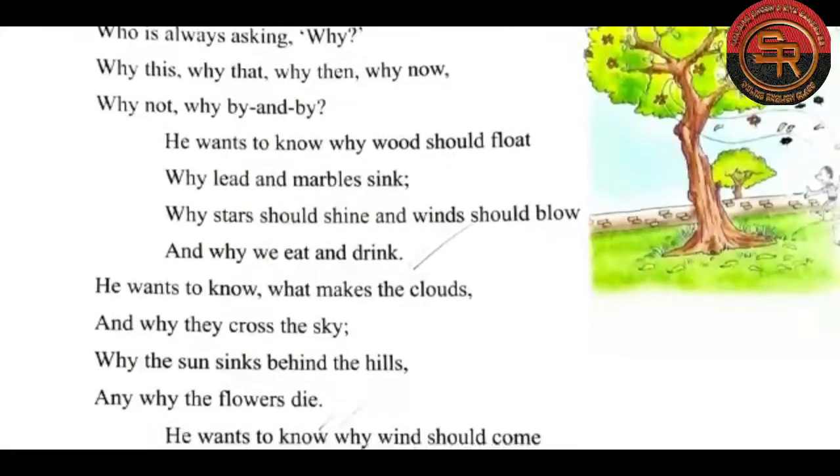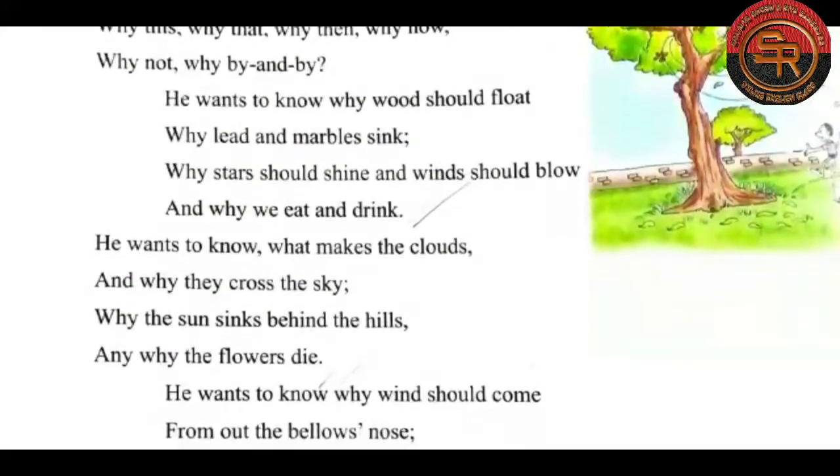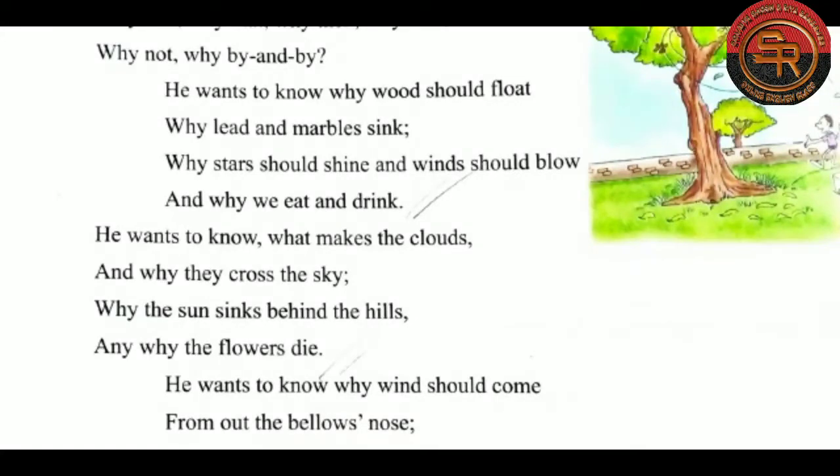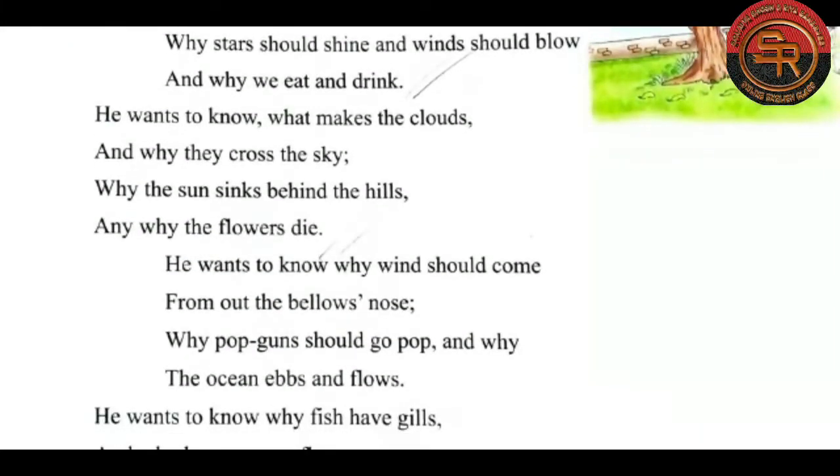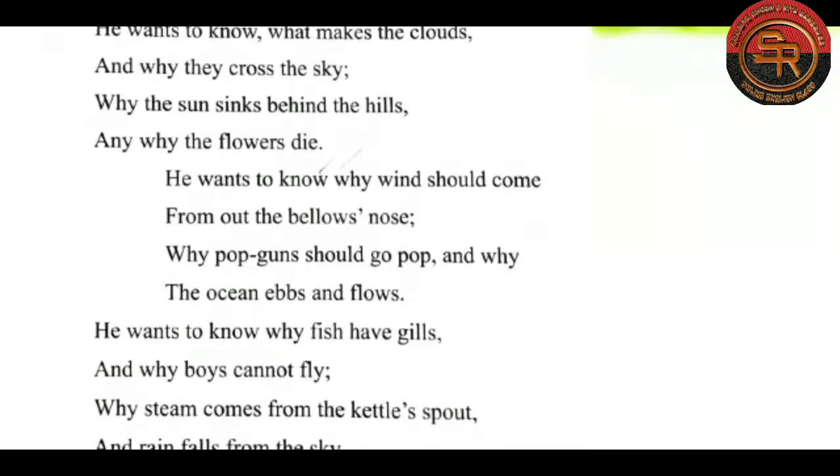So, wood should float, it's done by nature. Marble should sink, it's done by nature. So, you have to find it. Let's find what is made by humans. Just like the bellows, the harmonium, it's a musical instrument, so that is made by humans. It is not naturally made.